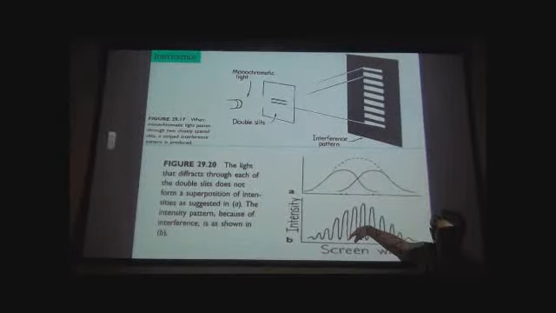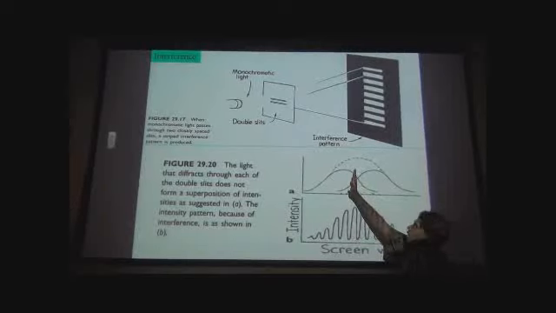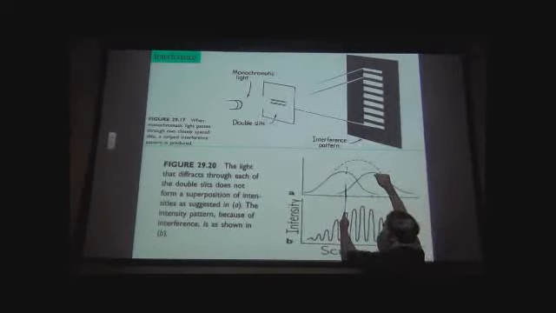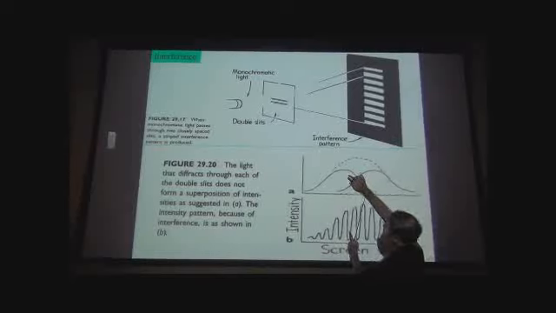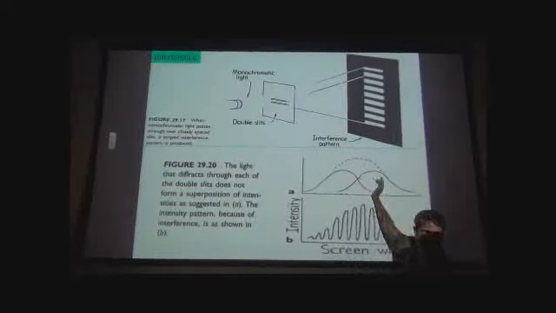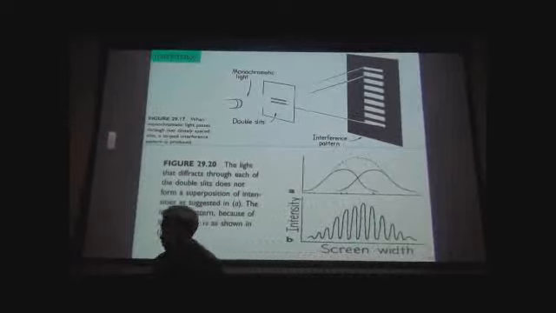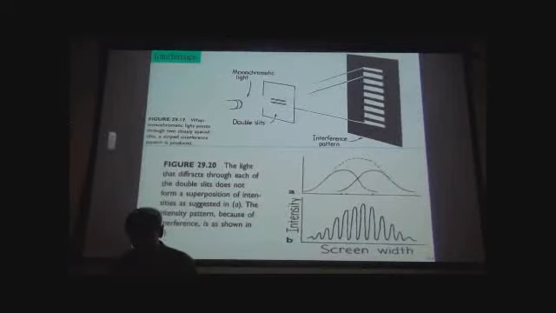Really weird. The reason why it's a dip is because in some locations, there's constructive interference between this peak and that peak. In some locations, there's destructive interference between the light from here and there. And that's why I end up with these patterns. So that's an experimental confirmation of interference.